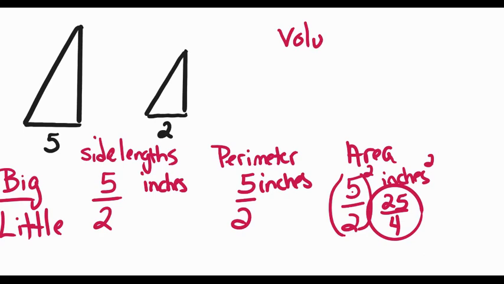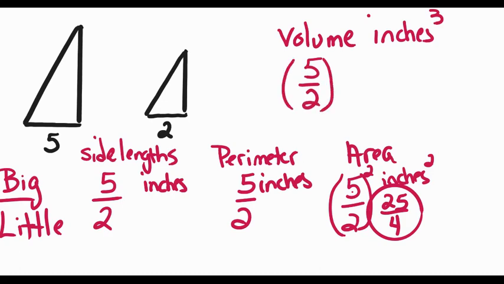If you talk about volume, volume would be inches cubed. So if I have big to little side lengths, in order to find the ratio of the volumes, I would have to cube this. So this would become 125 to 8.